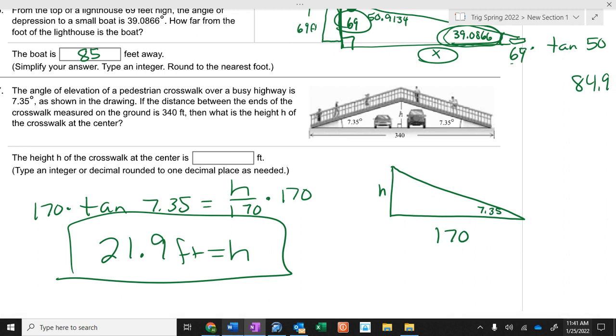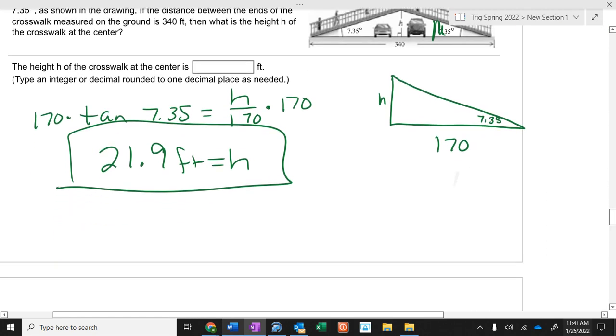That's not a very tall bridge, even in the very center. There's no way a bus would be fitting under that bridge. Unless, well, maybe a bus would. 20 feet, yeah. Bus probably would, yeah. But still, the bus wouldn't fit over this part of the bridge. Let's just say that. Okay.